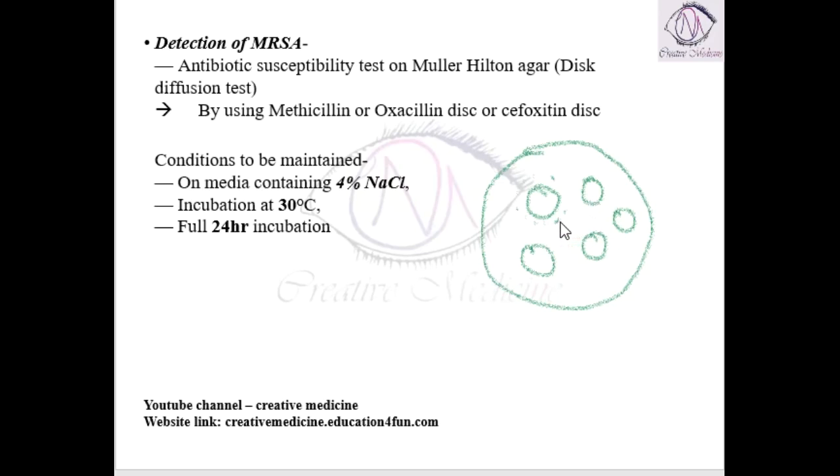If the organism is antibiotic susceptible, you will see that around these discs, bacterial growth is not seen. Whereas if bacterial growth is seen around these discs also, then that means the organism is resistant to the antibiotics. By this way we can find out the methicillin-resistant Staphylococcus aureus.